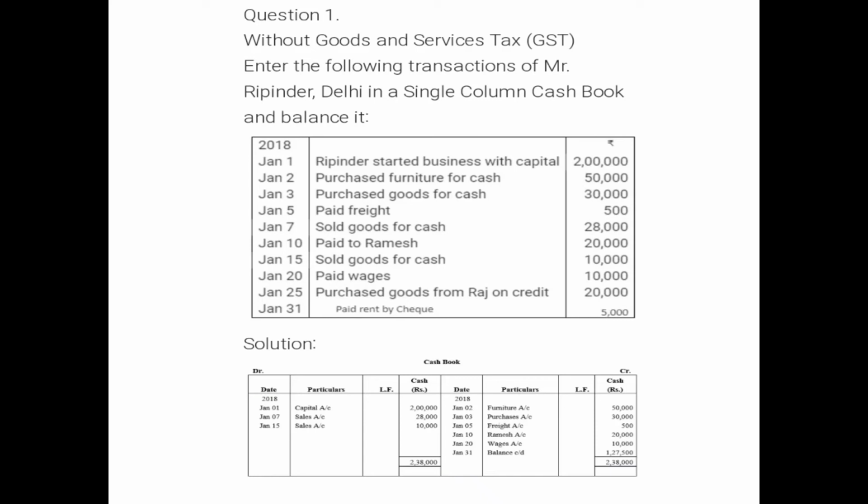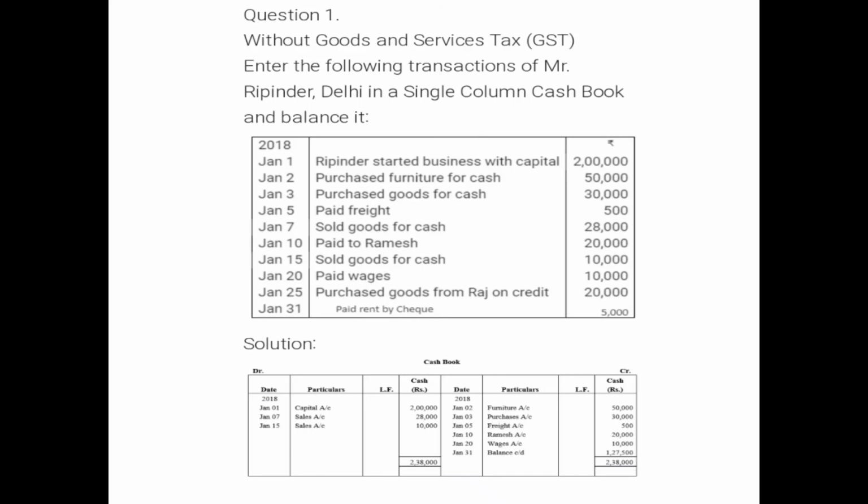The last two entries, which are made on January 25 and 31, both are not falling into the category of cash, as it says purchase goods from Raj on credit. So credit is not taken into account when you are preparing the cash book, so it will not be recorded anywhere. Then paid rent by check. Since the amount is being paid through check and it will be cleared under bank, when you are preparing a single column cash book, it will not be taken into account.